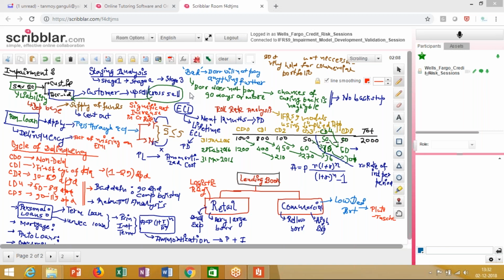So once your acquisition stage is done and you are onboarded on the books of the bank, any factor which impacts your repayment capacity adversely is the factor which causes a significant increase in your credit risk.